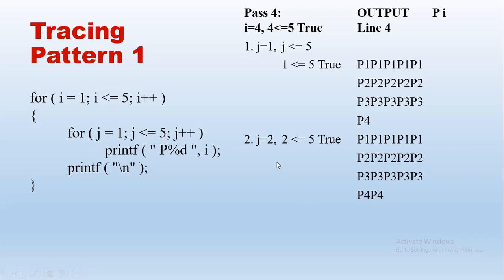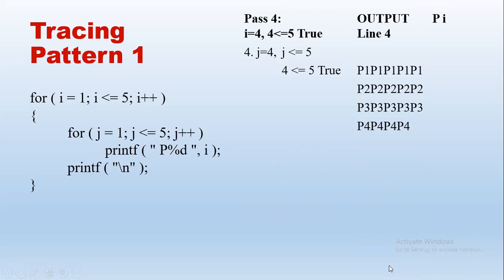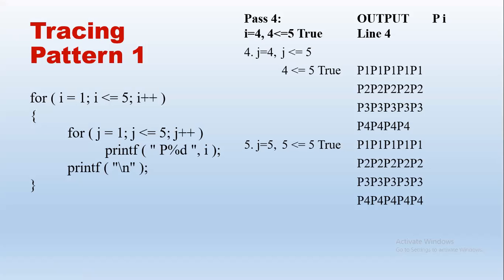So now j equal to 2, 2 less than or equal to 5, condition true, print P4 second time in line 4. Then j is 3, condition true, print P4 third time in line 4. Then j will be 4. Condition 4 less than or equal to 5. Yes, condition is true. P4 has to be printed. Why? Pi value is taken, right? P4 is printed fourth time in line 4. Then j is 5. P4 is printed fifth time in line 4.